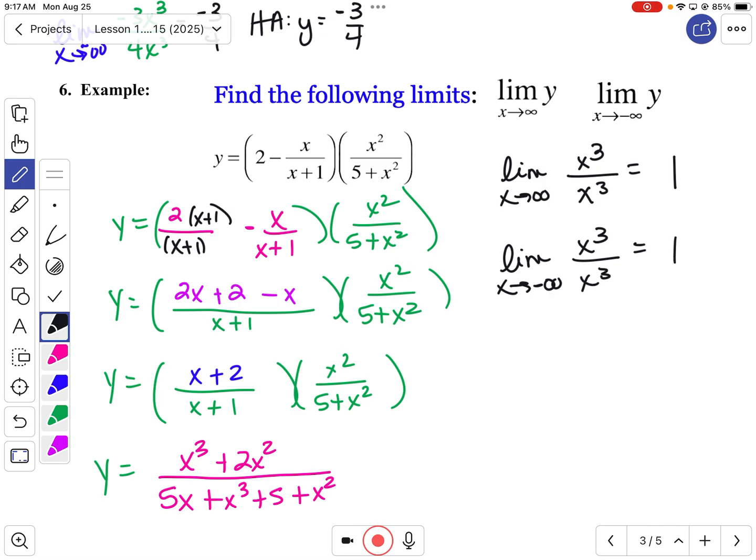Okay. So do the algebra on the front end. Make it one function. Fair enough. Just a little algebra for you right there.